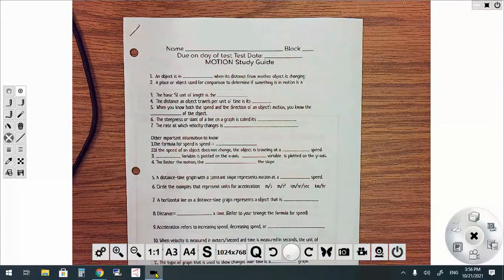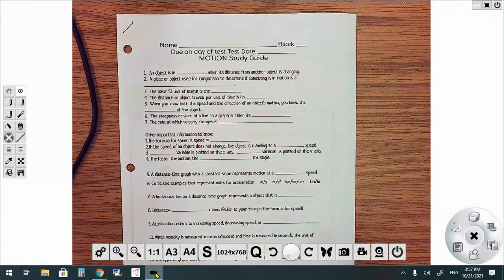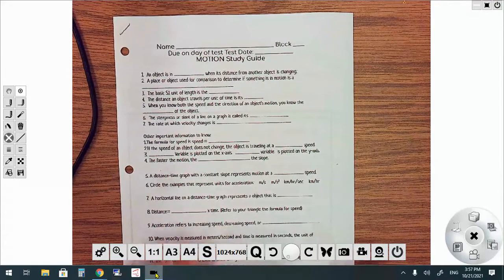Hi, students. We're going to start by just doing the first page and a half of your study guide, and you're going to be checking your work. Please keep in mind that your study guide is due on the day of your test, so this will help you complete it in a timely fashion. You're going to be completing these questions as we go along and answering them on Edpuzzle.